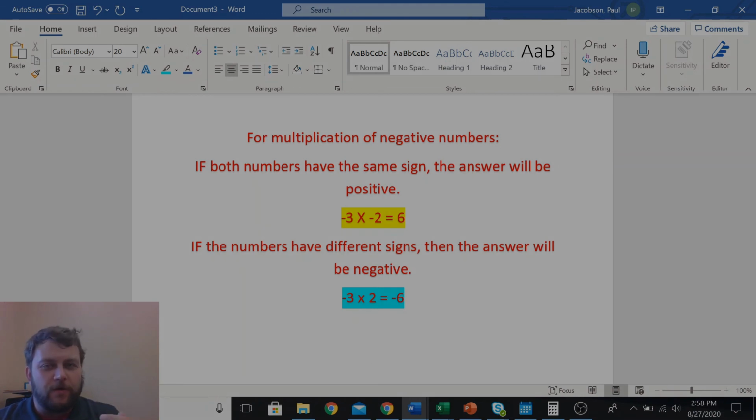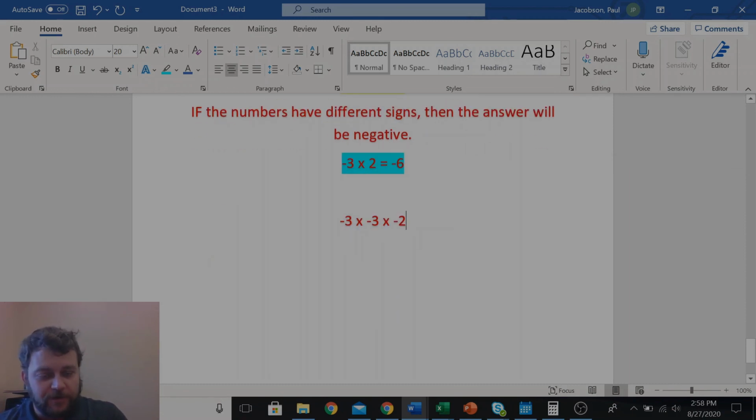Let's go on a little bit more though, before we finish things off, because what if you have like a negative 3 times, let's times that by another negative 3 times negative 2. Okay, so let's think about this. These two negative signs will cancel each other out. They both have the same sign. Thus, the answer is positive, right? That's my rule. So let's just finish that part first. What is 3 times 3? 3 times 3 is 9. Negative 3 times a negative 3, also a positive 9.